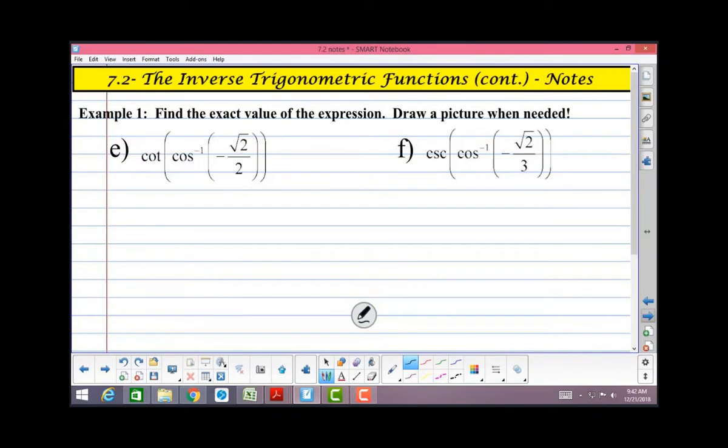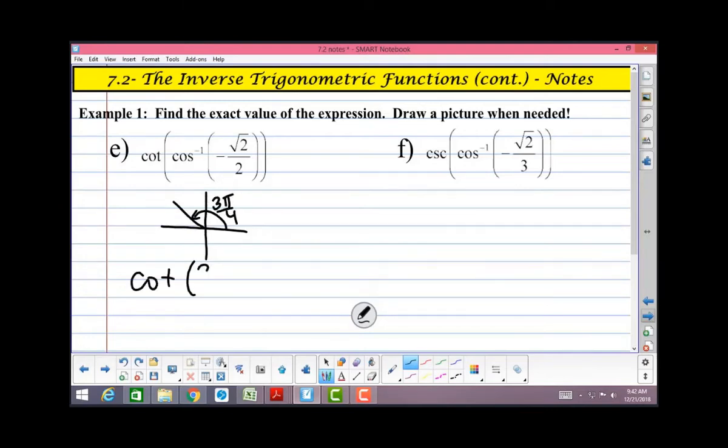So this next problem, we get to use the unit circle again, and we don't have to draw a picture. I'm just drawing to show where the cosine is. First of all, it's negative root 2 over 2, so we're figuring out where it's negative. We know it's in the second quadrant. And if it's negative root 2 over 2, we know it's the pi over 4 family. So in the second quadrant, that's 3 pi over 4.